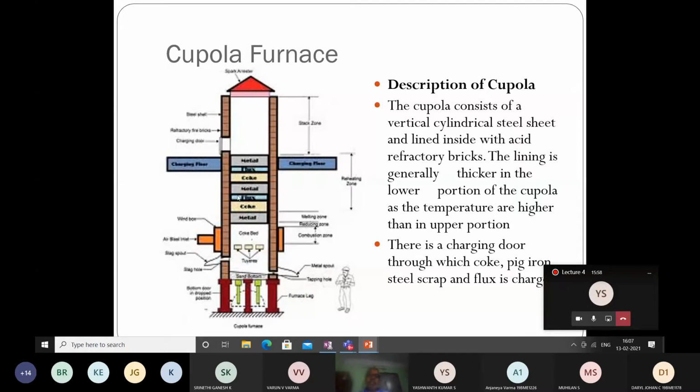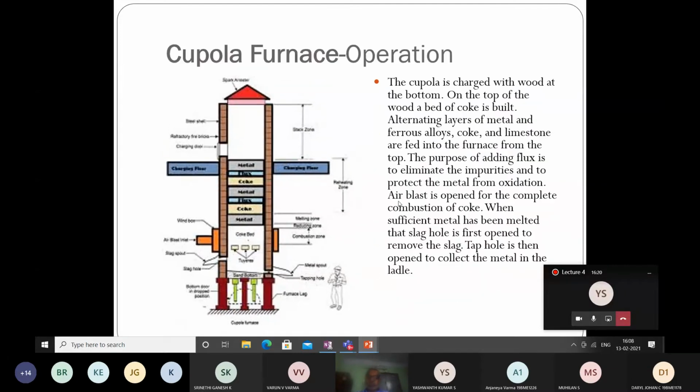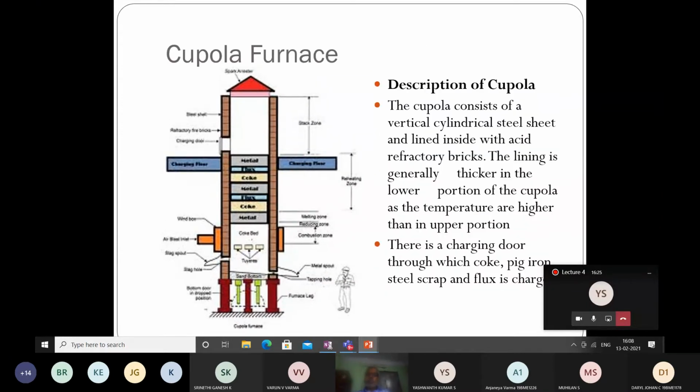The cylinder is usually made out of steel, and it is completely lined inside with refractory bricks, at least one or maybe two brick layers. From this you will know why we have refractory bricks: inside the furnace the temperature is going to be very high. That is the reason we have refractory bricks.